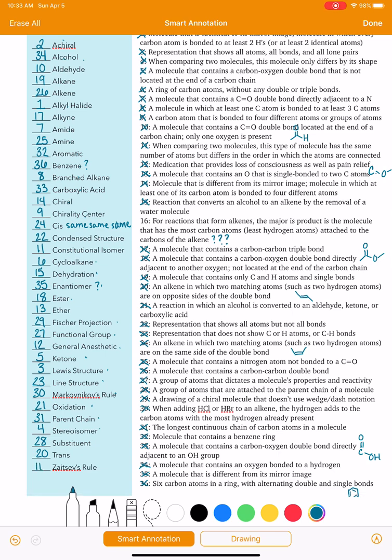Saf's rule 16. And honestly, I don't think that I did this. So if you don't see this anywhere in your notes, don't even worry about it because it's not going to be on the test. If it's not in your notes, it will not be on the test.